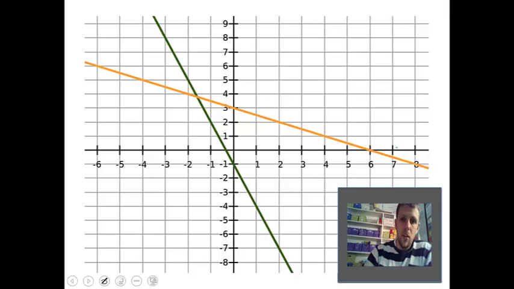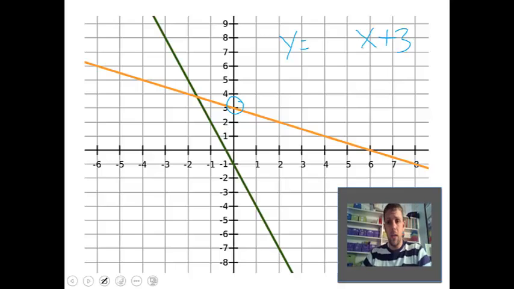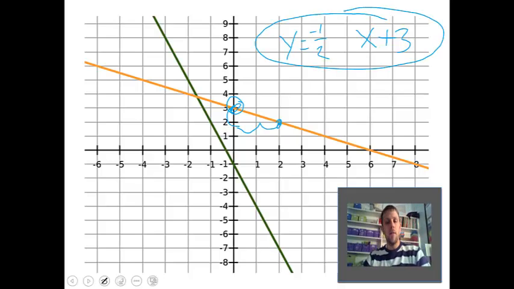Let's start with the orange one first. My first step was to remember where does it cross the y-axis. So I'm going to start with 3. So I know this is y is equal to, and I know it starts at +3. From there, I can write my x, because I know it's always going to be x. I notice there's a point here, and I notice there's a point here. And I know you have to go down 1, and over 2 in order to get there. So we would have our equation, y is equal to -1/2 x plus 3.